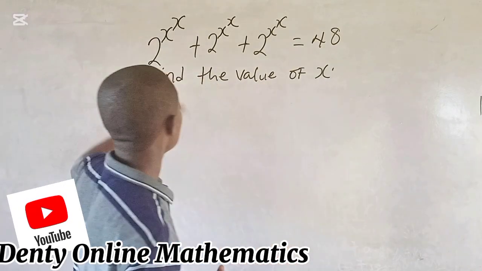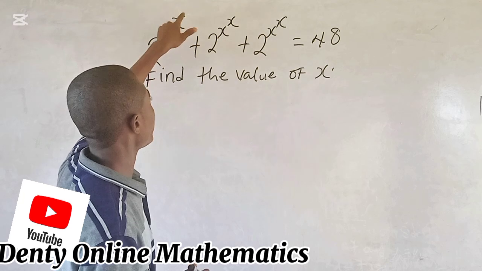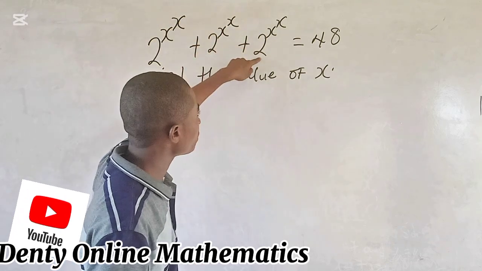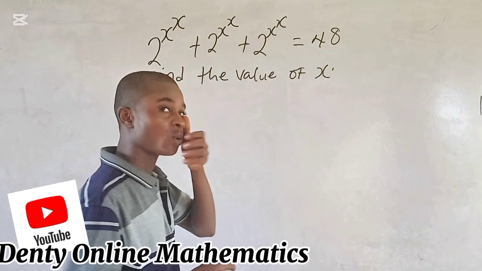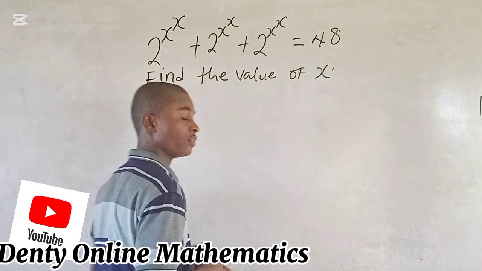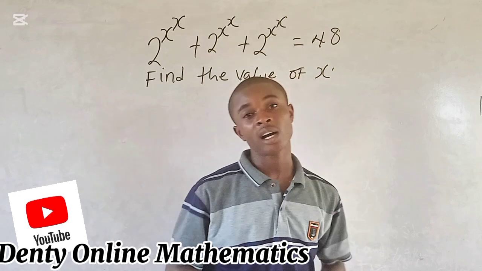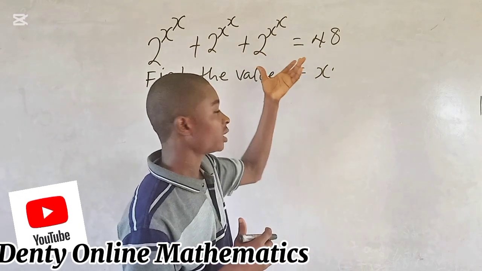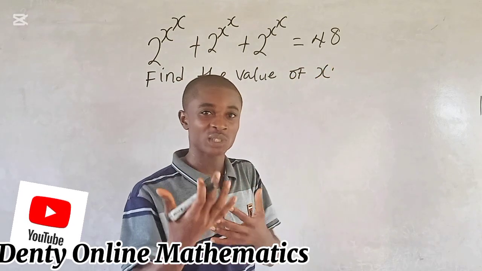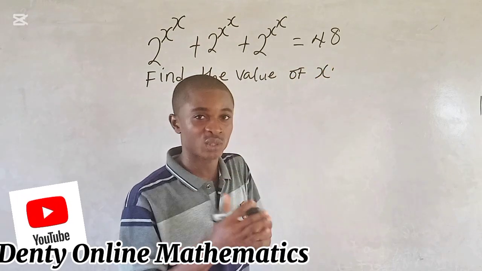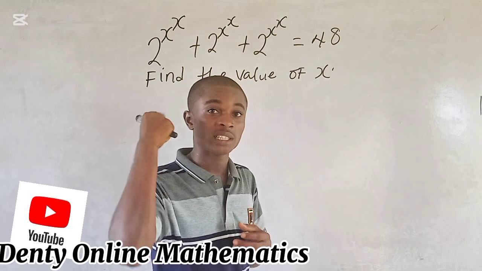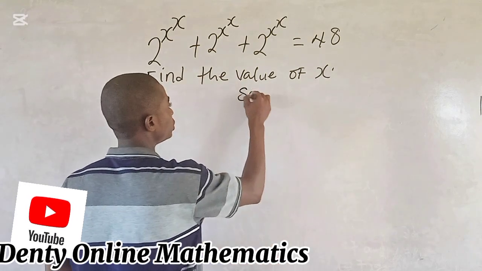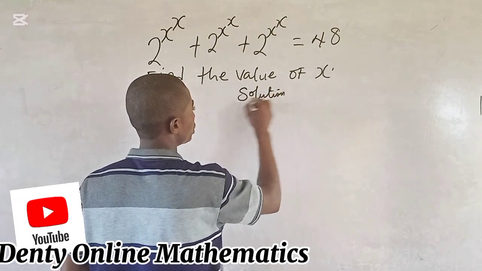Now in this video, we have 2 raised to the power of x^x plus 2 raised to the power of x^x plus 2 raised to the power of x^x to be equal to 48. We have to find the value of x. Sincerely speaking, merely looking at this question, it's hard to detect what the value of x will be, or it's hard to solve. But one thing is certain, there is always a way to solve this. Now, here is the solution to this problem.